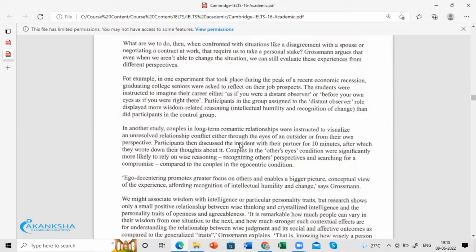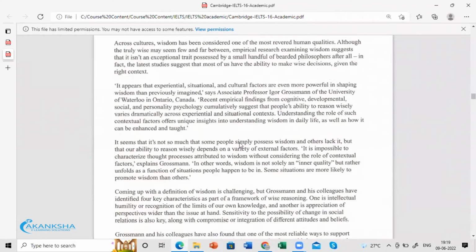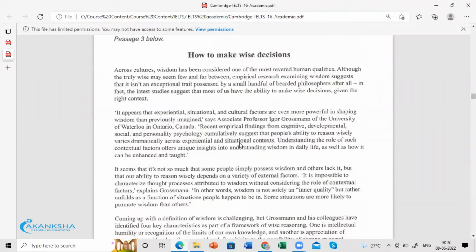On the day of the exam, you will have to scan quickly for the 4 that they talk about. Let's start from here and see if they have discussed anything about 4 things. Here it is. Can you see? Identified 4 key characteristics.